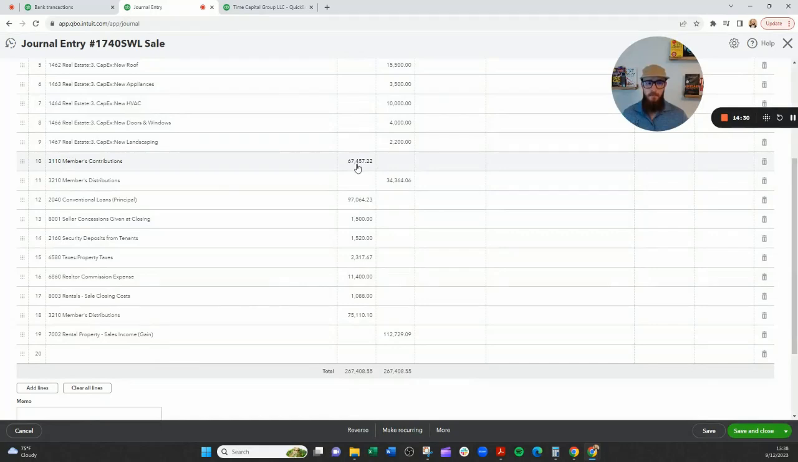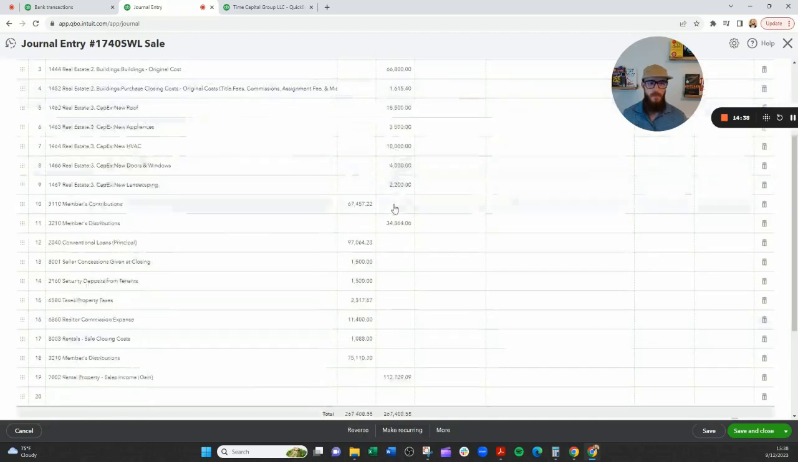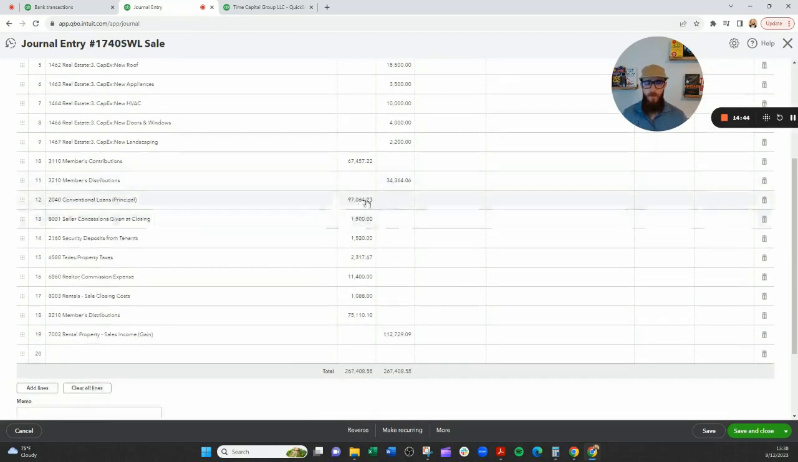We're going to debit member contributions to cancel that out. We are going to credit member distributions to cancel that account out. And now we are getting to the HUD statement accounts, okay? So before I begin, this is a weird thing that took me a while to wrap my head around, and it's still a little difficult for me to explain. I'll try in this video.